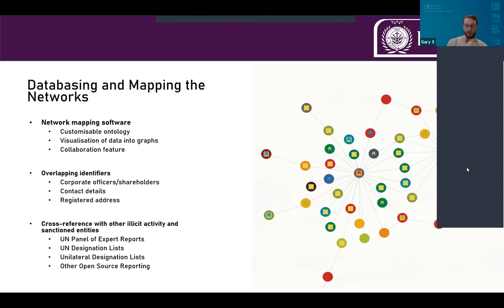Then there's cross-referencing all that information with other illicit activity or sanctioned entities. There are a number of places to look for this: Panel of Experts reports, UN designation lists, the unilateral designations lists, like those published by OFAC or the EU, as well as other open source reporting.